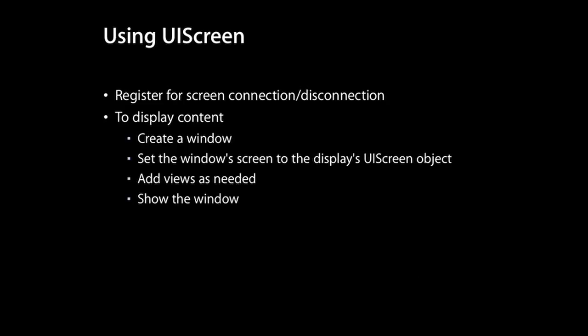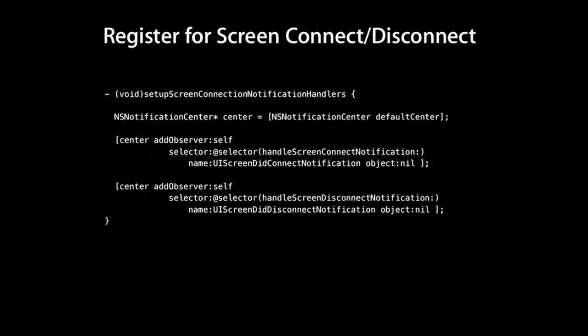To handle UIScreen, you need to register for screen connection and disconnection. And then when you want to display content on that screen, you create a window and simply associate the screen, that external screen, with that window. You add whatever views you're interested in and show the window to the user. So let's take a look at that.